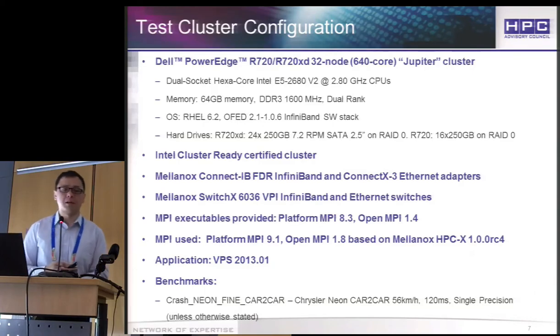Each node has 64 gigs of RAM, DDR3-1600 dual rank. It's running on RHEL 6.2. It's an Intel Cluster Ready certified cluster. It's using Mellanox Connect-IB FDR InfiniBand. And for the Ethernet part that we're going to use for comparison, they will be running on the 10 and 40 gig, 10 gigE ConnectX-3 Ethernet adapter. The switch is the Mellanox SwitchX SX1036.